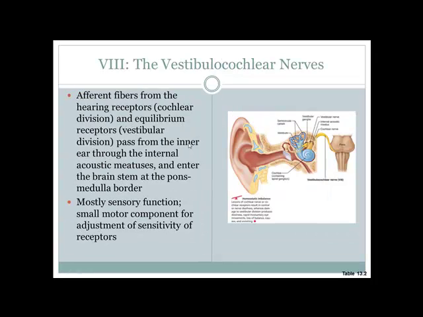Next one is vestibulocochlear. So vestibular is in balance, cochlear is in cochlea. So this is the vestibule, this is there for balance. This is your cochlea, this is going to be there for hearing. So here's an ear, here's your auditory tube. Vestibule is there for balance, cochlea is there for hearing.